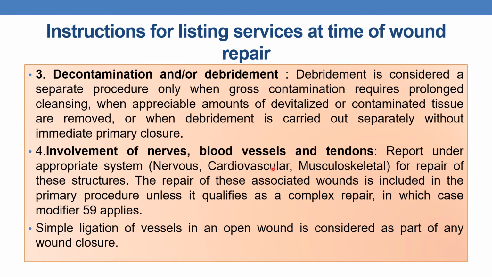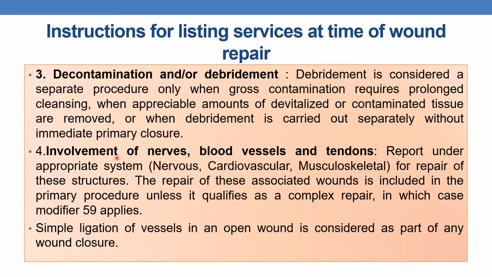Involvement of nerves, blood vessels and tendons. Report under the appropriate system, that is, nervous system, cardiovascular or musculoskeletal, for repair of these structures. The repair of these associated wounds is included in the primary procedure unless it qualifies as a complex repair, in which case modifier 59 applies.